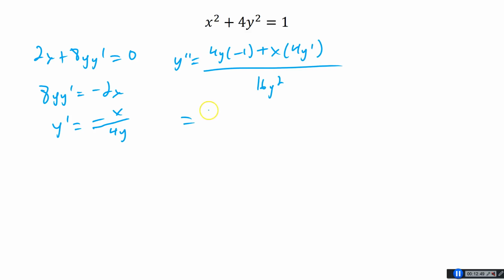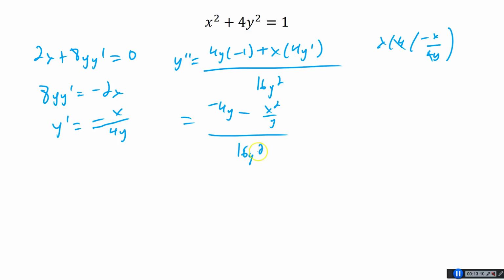So we're going to have negative 4y minus, let's see, the 4's are going to cancel. Let's write that out. So x times 4 times negative x over 4y. So the 4's cancel. I'm holding the negative out to the front. So it'll be minus x squared over y, divided by 16y squared.